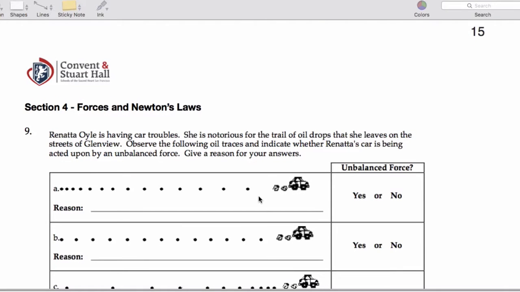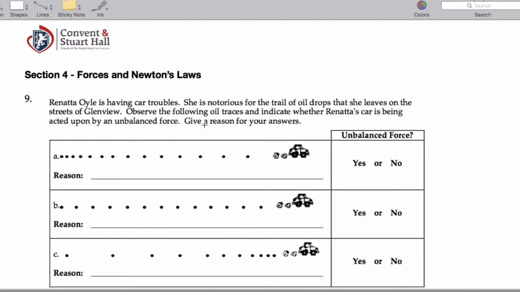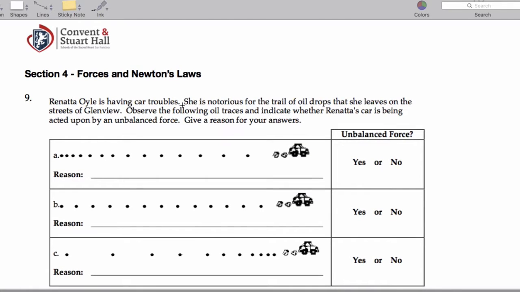All right, so I saw a lot of people just kind of jump straight to the pictures, to the illustrations, without getting a clear mental picture of what's going on in this problem, number 9. And we're moving on to forces.